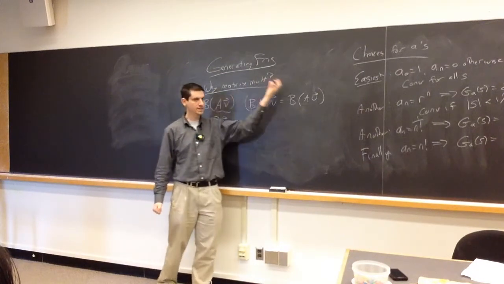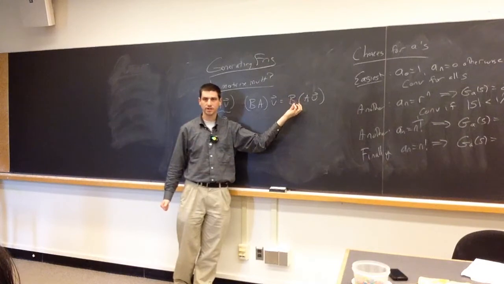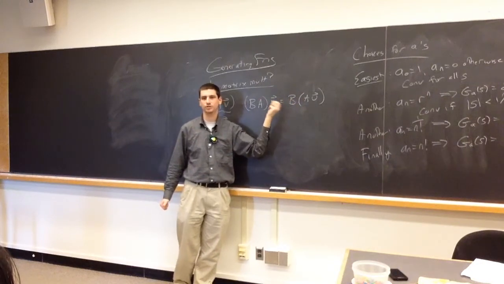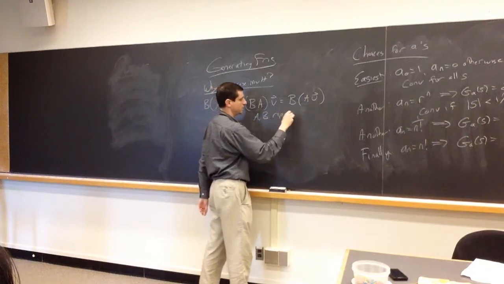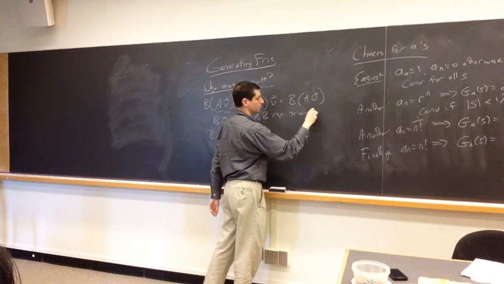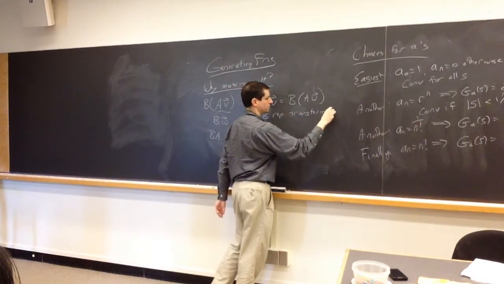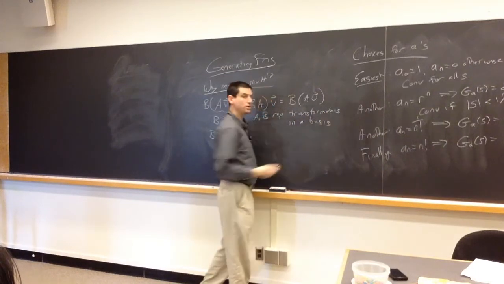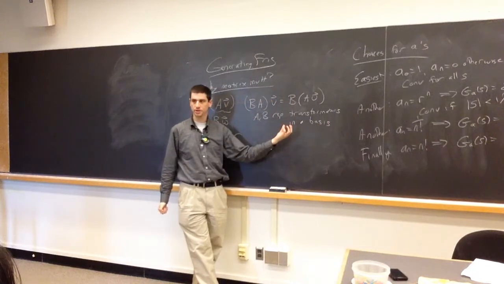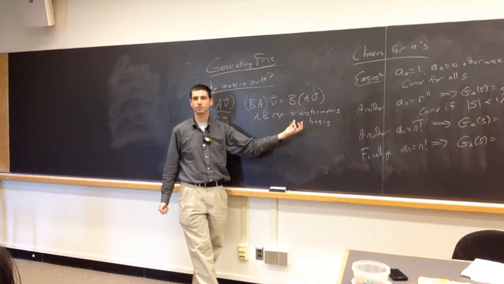And the reason is a matrix is a representation of a transformation. So A and B represent transformations in a basis. Depending on what basis you choose, the matrix representation of the transformation will look different.